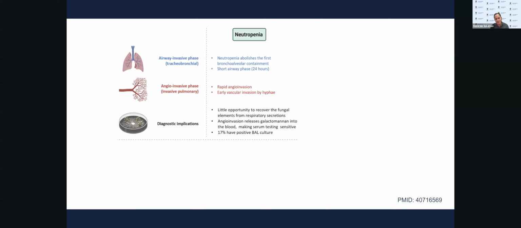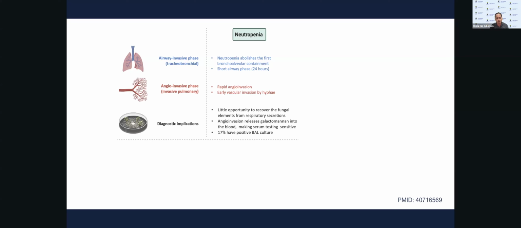So what is the diagnostic implication of having a short airway phase and then rapid angioinvasion? You have little opportunity to recover the fungal elements from respiratory secretions, meaning the positive rate in this patient for BAL is very low. But because of the angioinvasion, it releases galactomannan into the blood, making serum testing the method that you should be using in neutropenic patients.